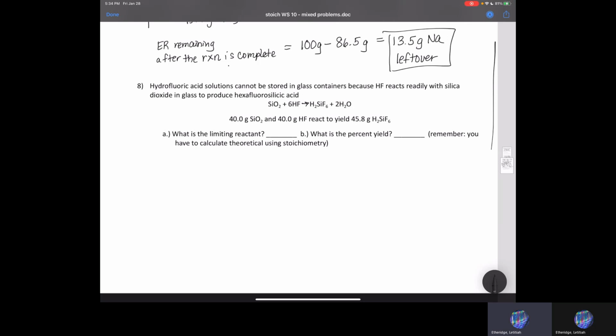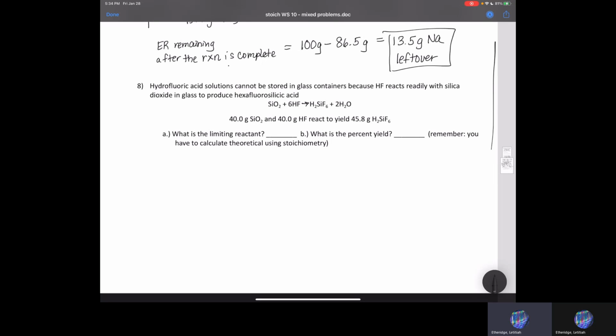Okay, guys, so this is the last problem on your worksheet, which is 8. So we're talking about hydrofluoric acid, right? And that combines with silicon dioxide, and it's going to produce hexafluorosilicic acid. I can't say that. Say that 5 times fast. Okay. Anyway, it's asking you what the limiting reactant is, and then it's asking you what the percent yield is.